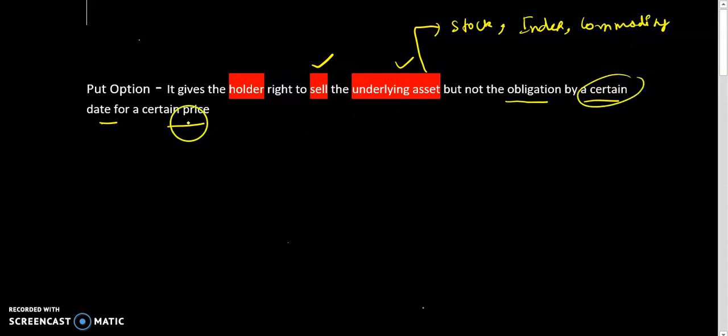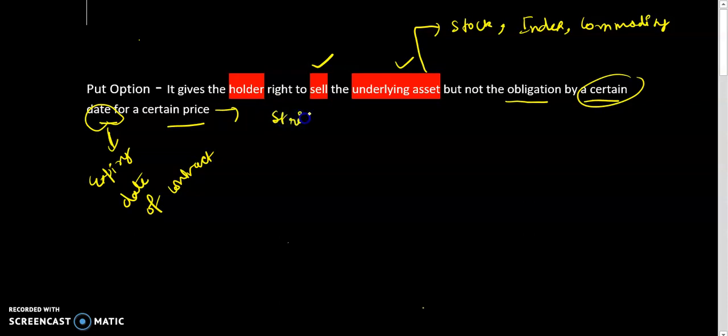By a certain date is the expiry date of the contract. Certain price is the strike price. It is the price which is specified in the options contract.